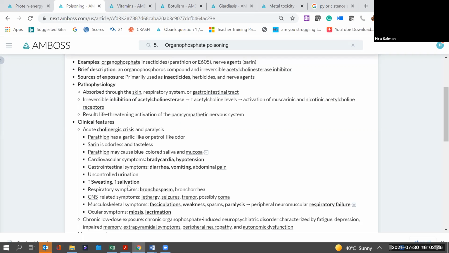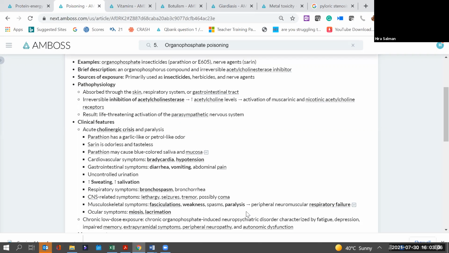Bronchospasm can be there. In the CNS, the patient can present with tremors, seizures, and possible coma. But of course, that's a later sign. Early you can see tremors, and later you can see seizures and of course coma. Musculoskeletal, you will see too much fasciculation, weakness, spasm, and paralysis. Paralysis is because of the increased activation of acetylcholine.